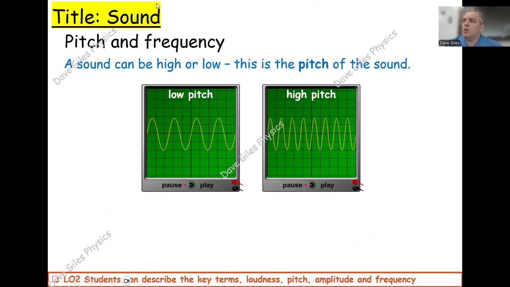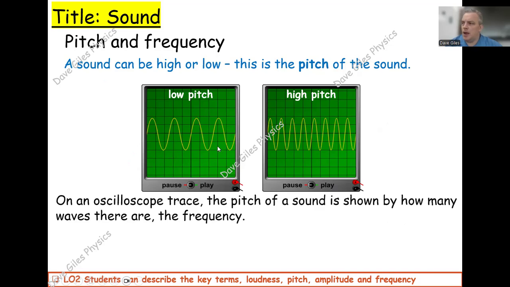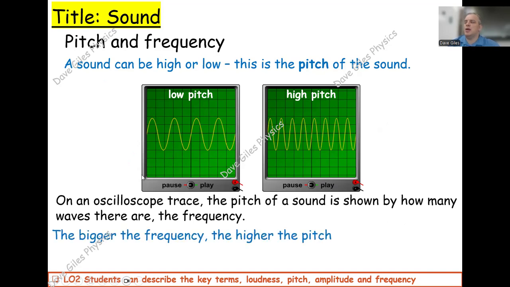A sound can be described as either high or low, and that is the pitch of the sound. This thing is called an oscilloscope. On an oscilloscope trace, the pitch of a sound is shown by how many waves there are, which is the frequency. The bigger the frequency, the higher the pitch.